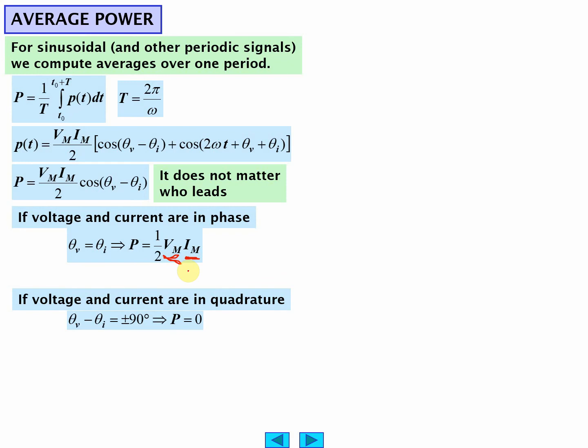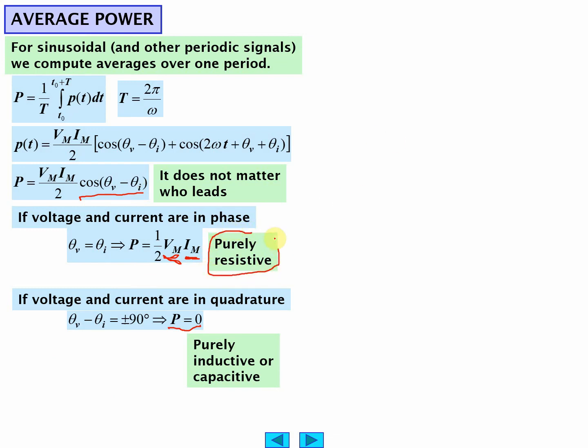If they're exactly 90 degrees out of phase, then the average power is going to be 0. Now from this factor right here, 90 degrees out of phase. So here we have purely resistive, purely capacitive, or inductive. Power is not consumed on average by an inductor or a capacitor.